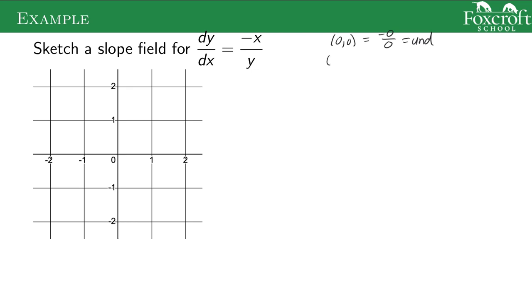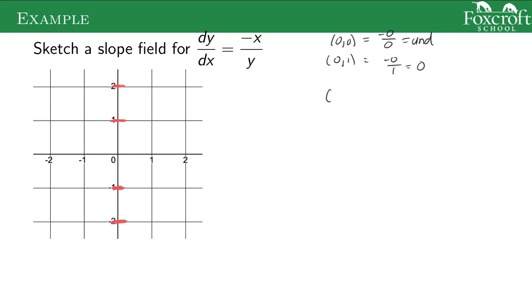Let's try 0, 1. If I try 0, 1, I get negative 0 over 1, and that's 0. So 0, 1 is 0, and that's going to be a little flat tangent line there. 0, 2 would be the same thing. It's 0 over 2, so that's also going to be a flat tangent line. Negative 0 over negative 1 is still 0. So when x is 0, the whole thing is just 0.